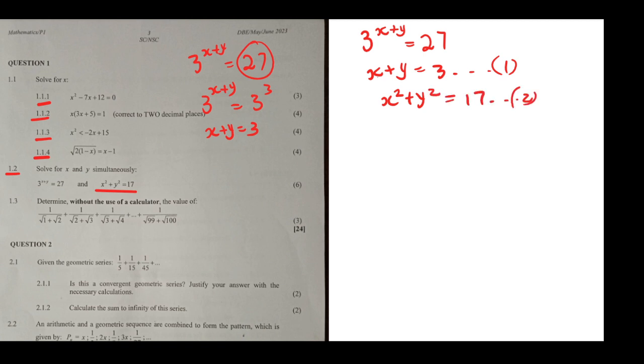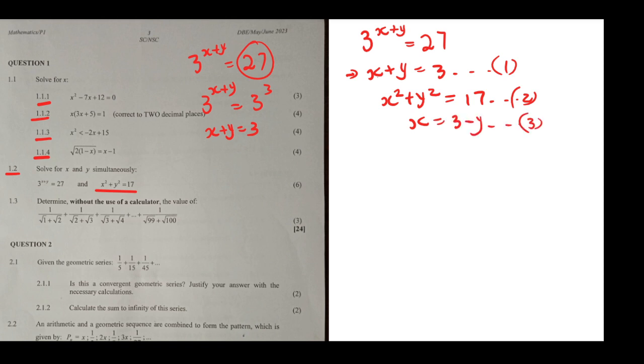Then I create my equation 3 here. So you can choose a simpler equation here. Don't just go with the second equation, right? It's just going to complicate things for you. So choose a simpler equation. So me, I'm going to choose this one here. So I'm going to say x is equal to 3 minus y.